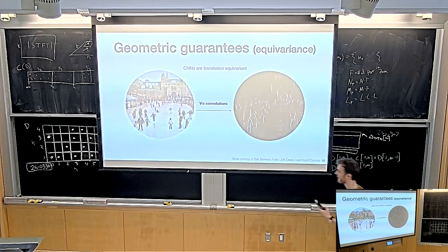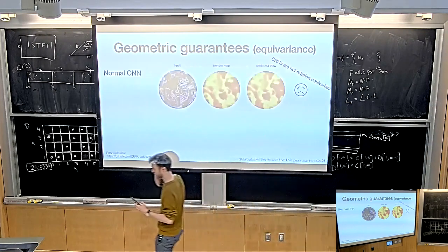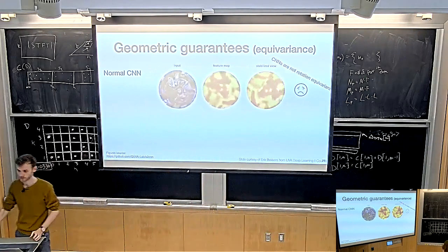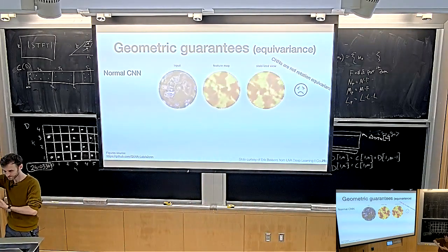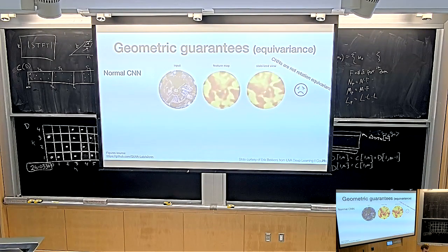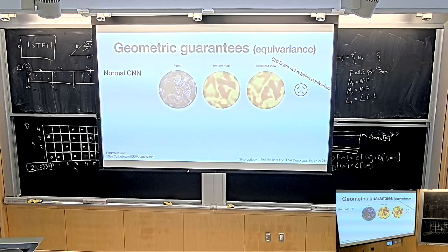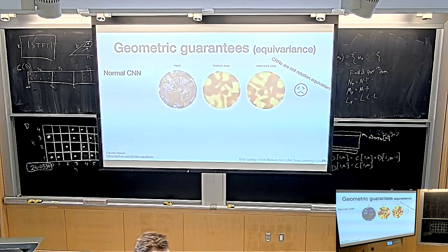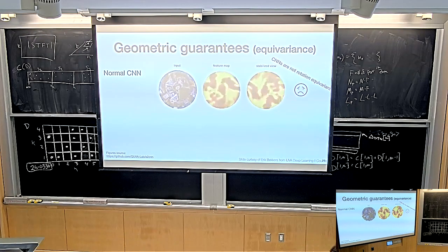Okay. So clearly translations are good, but what happens to the output of a convolutional neural network when you rotate the image? So here, for instance, is a satellite image, or like an image of a fisheye map. If I take an image and I rotate it, then the output of the convolutional neural network is not equivariant to rotations. What does that mean?